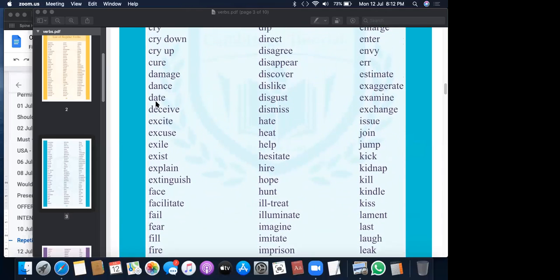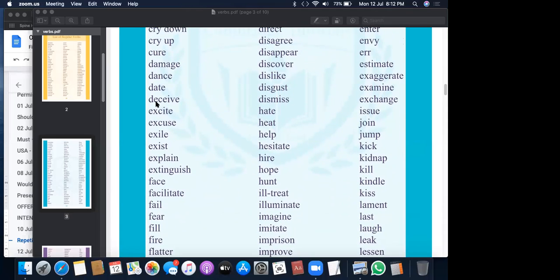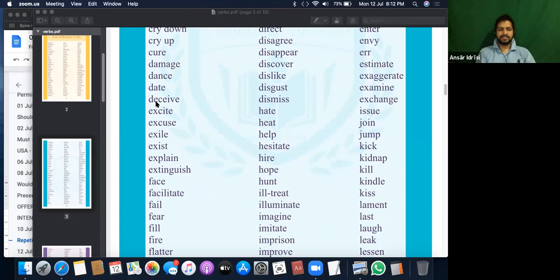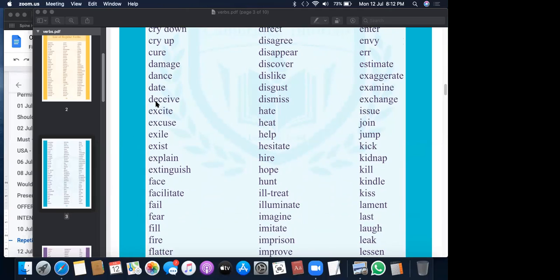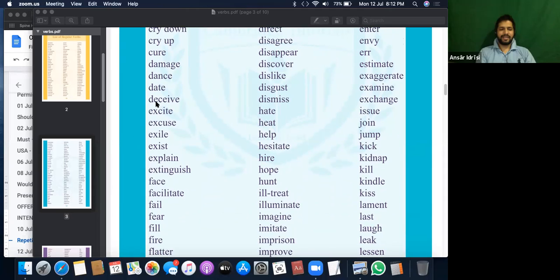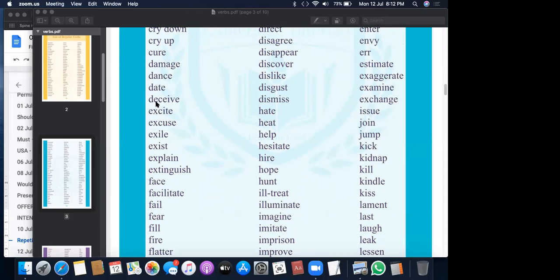Next. They used to explain. Did they used to explain? They didn't used to explain. Explain. Next. They used to extinguish. Did they used to extinguish? They didn't use to extinguish. Good. Next. Quickly, please.